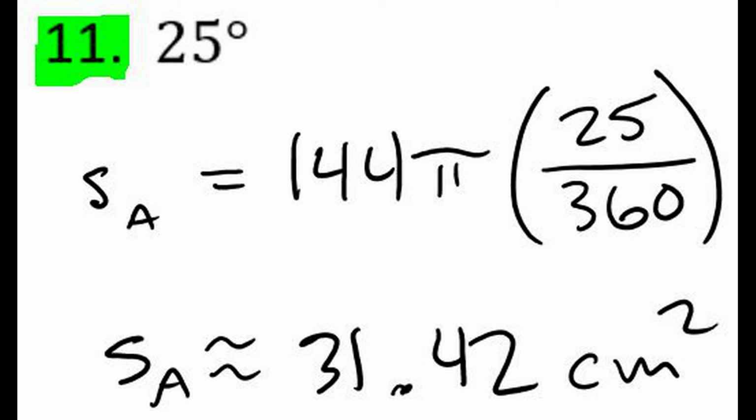And you're going to get 31.42. The units on that are centimeters because that's what my radius was in centimeters. But these centimeters are being squared because it's an area. So don't forget that centimeters squared at the end.